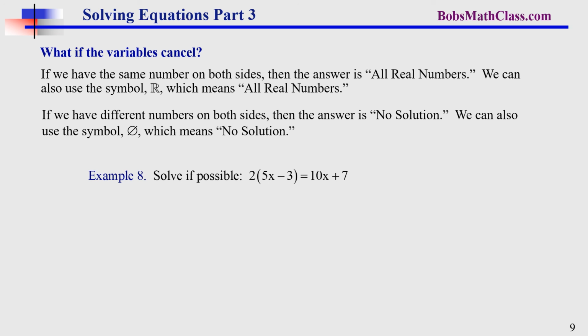Okay. If we have different numbers on both sides, then the answer is no solution. And then the symbol is the no solution symbol, a 0 with a slash through it. So remember, if you want to put 0, then just put 0. If you put a slash through it, it means no solution. So some people have a habit of always putting a slash through their 0. In math, that's a bad idea because it might be confused with no solution. So the capital R with two vertical lines, all real numbers, and the 0 with a slash through it, no solution.